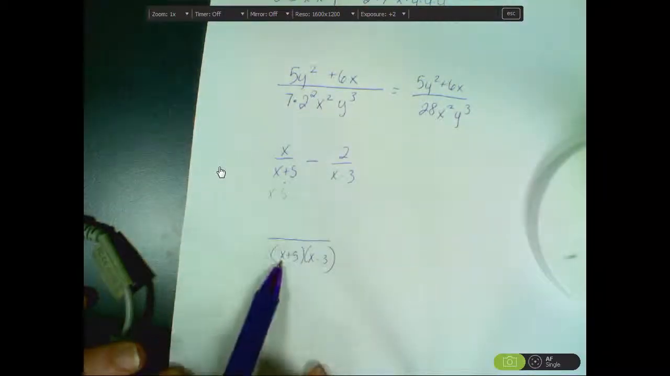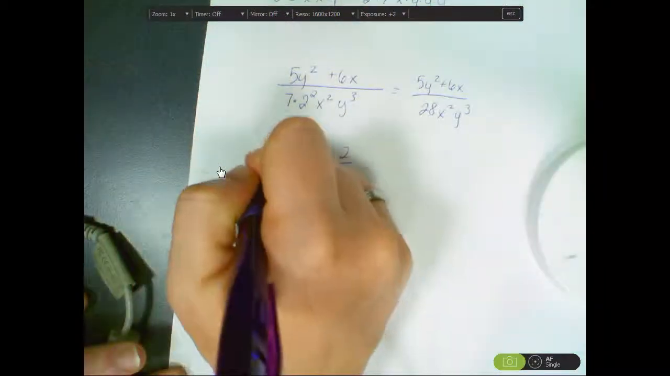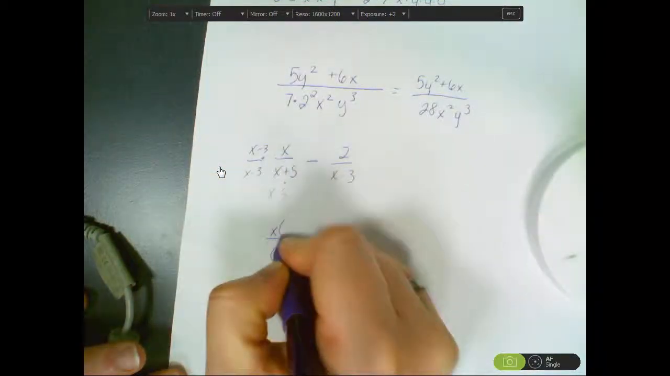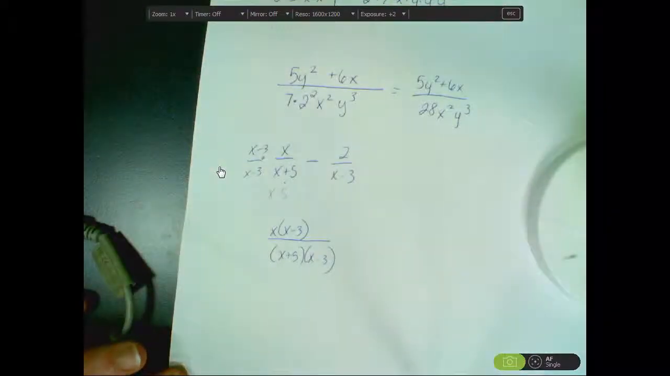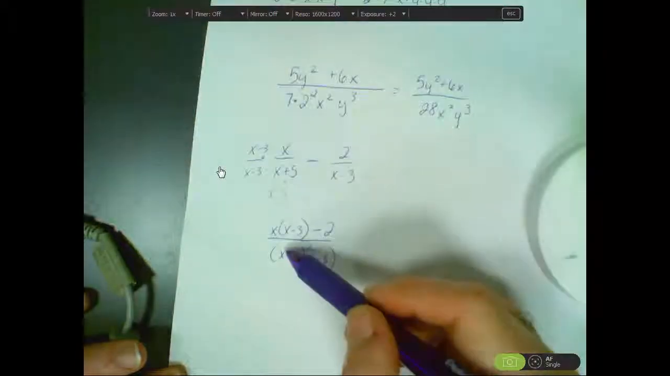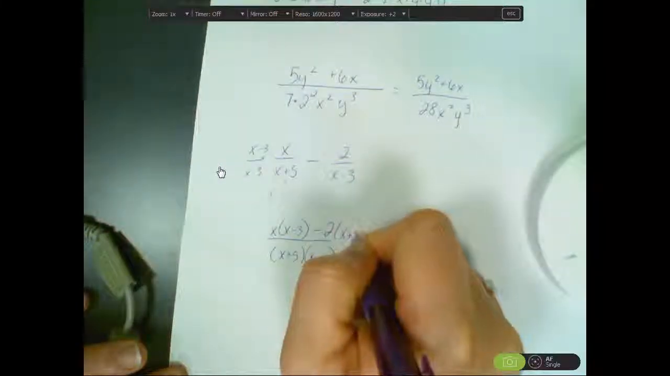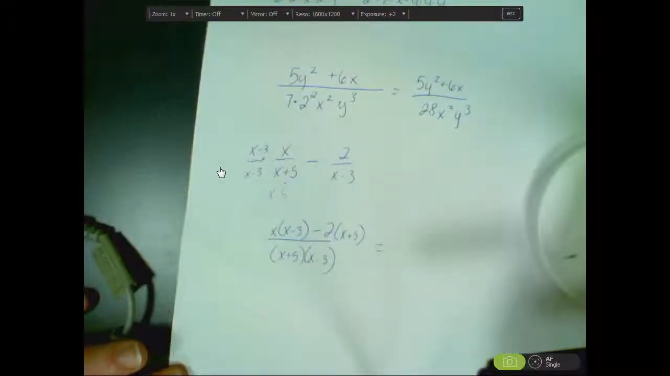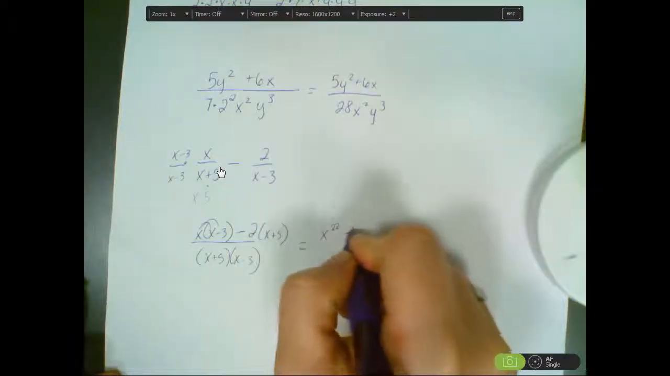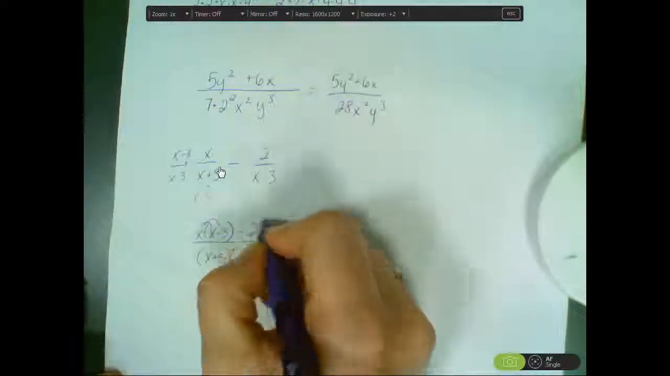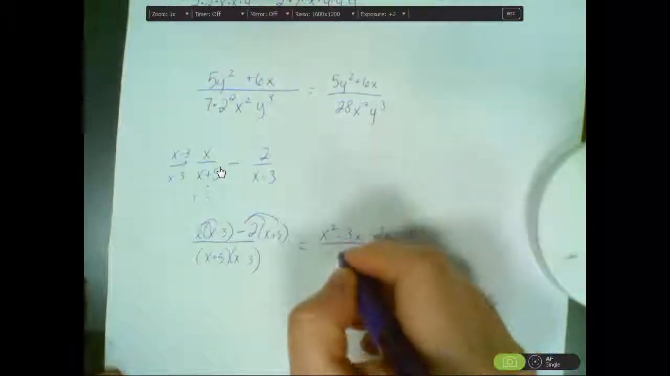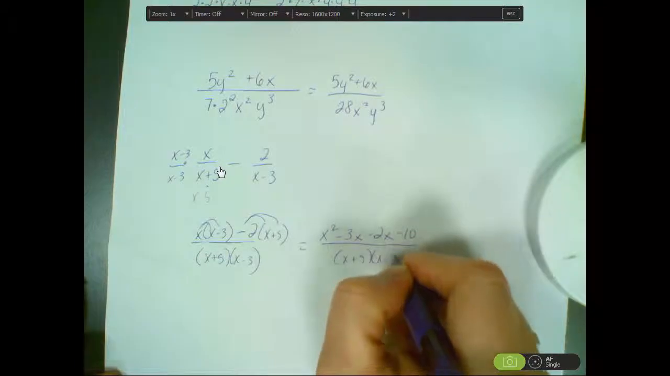Now, x plus 5 is here, but I'm missing the x minus 3. So I'm going to multiply this by x minus 3 over x minus 3. So I'm going to take the x that's already there and multiply by x minus 3. Then I have a minus sign. I'm going to put the 2 that's already there. The x minus 3 is already in my denominator, so now I need an x plus 5. And now I have to distribute and combine like terms. So x times x is x squared. X times negative 3 is negative 3x. Negative 2 times x is negative 2x. Negative 2 times 5 is negative 10. All over x plus 5 times x minus 3.